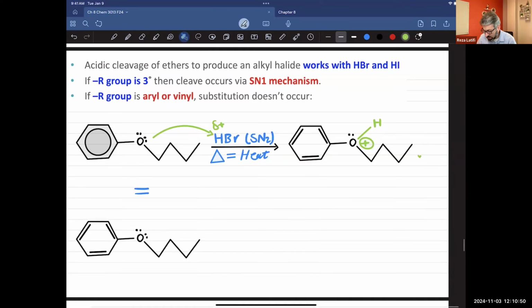In the next step of this reaction, we will have a nucleophile, and the nucleophile can attack the carbon. Why that carbon? Because that carbon is attached to the oxygen that has a positive charge, and oxygen is going to pull electron density from that carbon and create a partial positive charge on it. And this is going to be an SN2 reaction. The nucleophile will be the bromide.